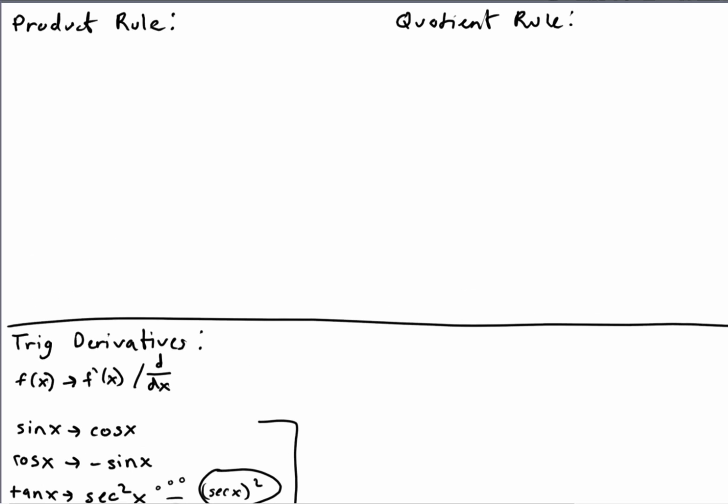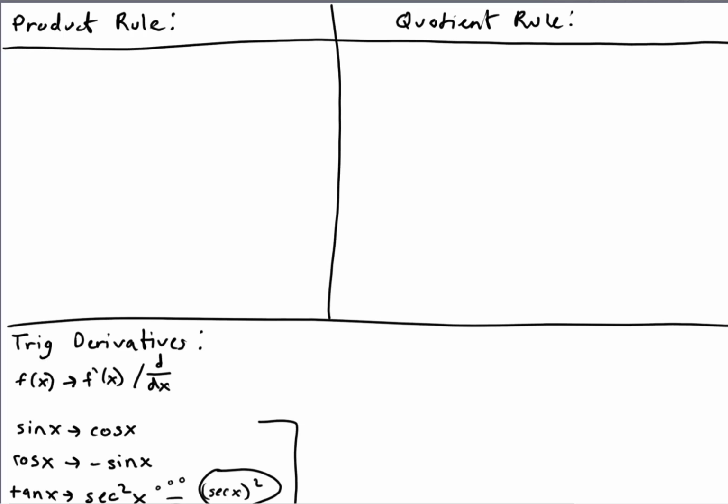So the first 2 rules we're going to learn are the product and the quotient rule. So what is the product rule? Let's say we have a function a of x, which is equal to f of x times g of x. Now, what is the derivative of a of x? Well, you might think just to multiply the 2 derivatives together, but that's not the case because of the product rule. The derivative of our function a of x is going to be f prime of x times g of x plus f of x times g prime of x.